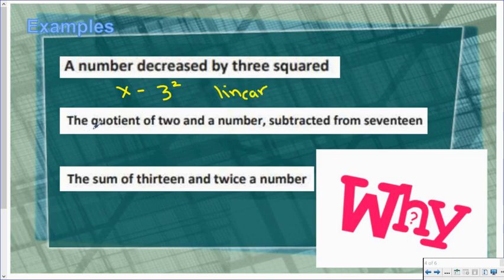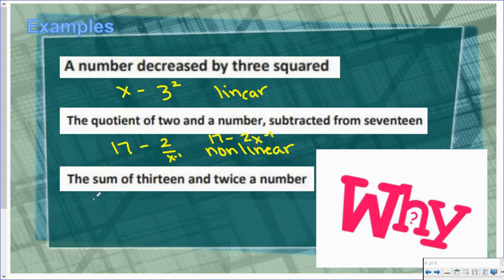Next one, the quotient of 2 and a number subtracted from 17. So I have 17 minus 2 over x, and we want to know if that's linear or nonlinear. Being that the variable is in the denominator, that's actually going to be -1. So this would be nonlinear. Okay. So even though this is to the first power in the denominator, when we rewrite it, it's going to be 17 minus 2 times x to the -1 power.